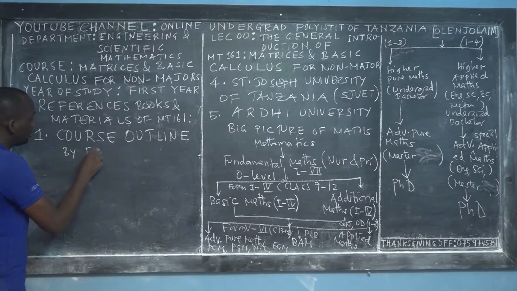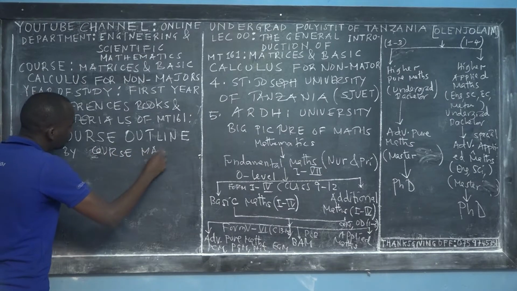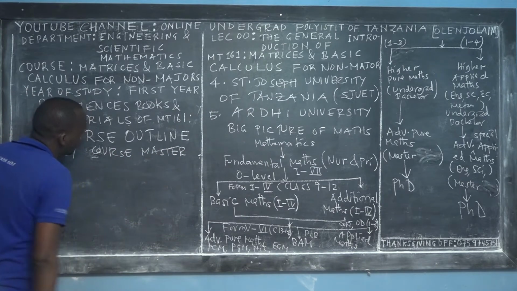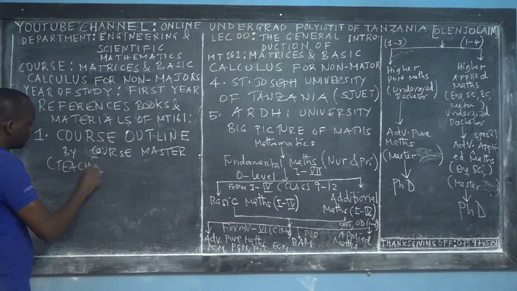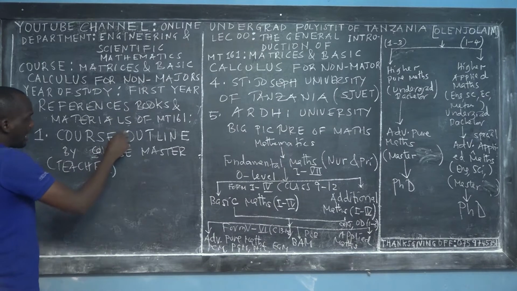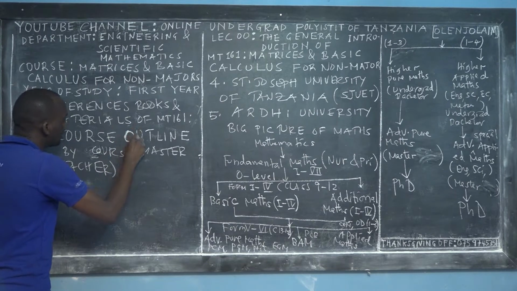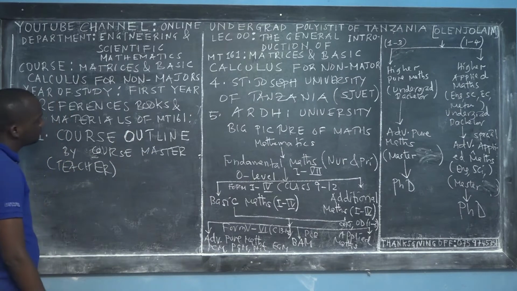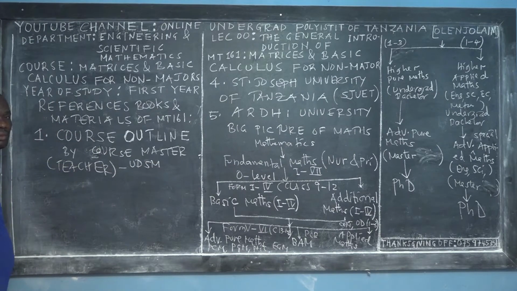By the course master. So by the professor, by the doctor, by the teacher, simply call it a teacher. So you have to ask in the first lecture, you can ask him, sir or madam, can I have the course outline for this course? Yes. For example, for myself, I have a course outline for University of Dar es Salaam. That's common.